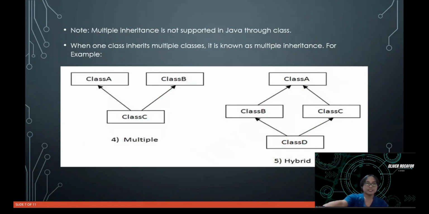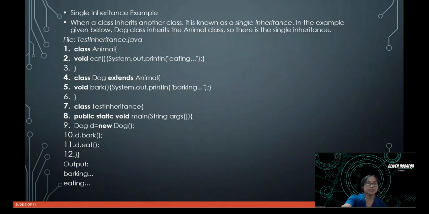Next slide. Note that multiple inheritance is not supported in Java through class. When one class inherits multiple classes, it is also known as multiple inheritance. So ito yung example niya. Class A at Class B, nabuo na rin sa Class C, nag-inherit sila. At dito naman sa hybrid, nakikita natin nag-inherit din yung Class A, Class B, at Class C hanggang Class D. So hindi natin tatakol yun para hindi na rin kayo malito.